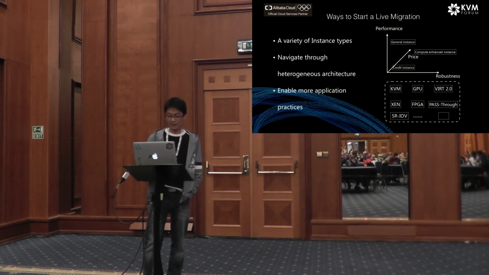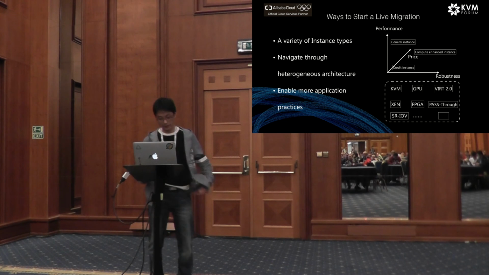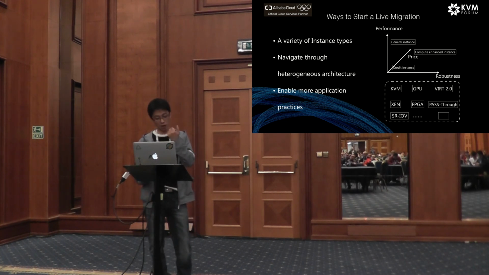and how to migrate the VM. Another thing that is difficult to handle is that we have heterogeneous architecture in our cloud, like KVM, Xen, GPU, and FPGA. All these devices are included in a cluster. So how to navigate through these heterogeneous architectures is also a very difficult thing to deal with.